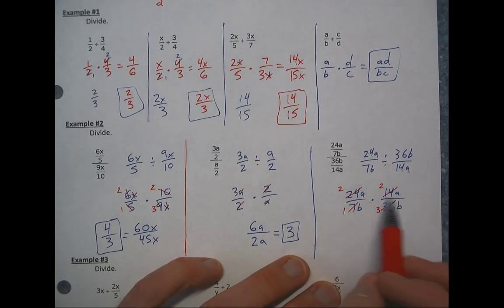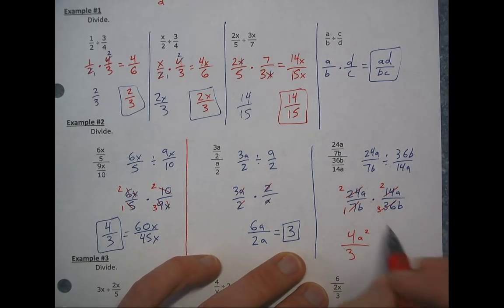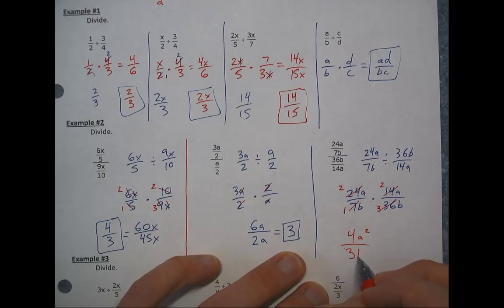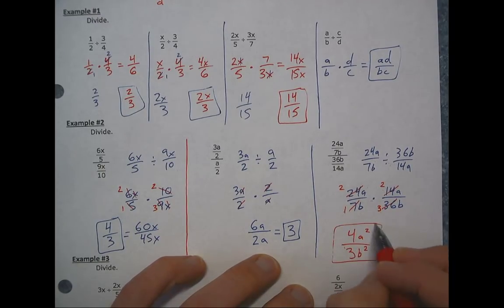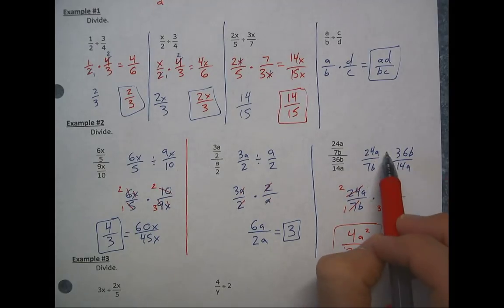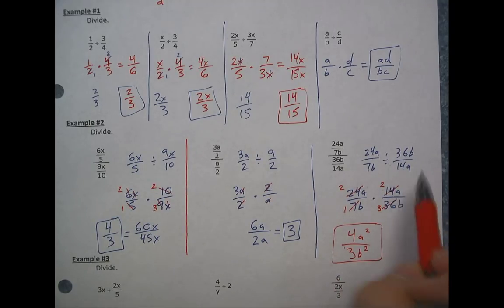So straight across, 2 times 2 is 4. And then there's an a times another a. That's a squared. On the bottom, 1 times 3 is 3, and a b times a b is b squared. And that's your final answer. So the key here is to notice that you can't cancel these a's and b's up here. You got to flip your fractions first, and then see if you can cancel. Don't try and cancel too early.